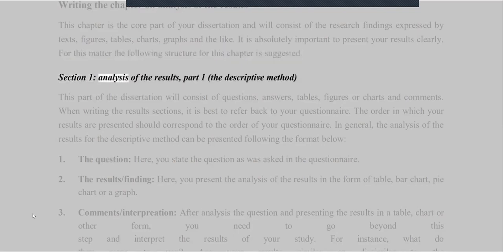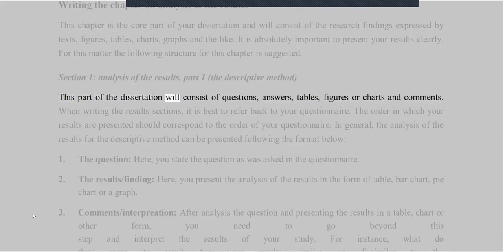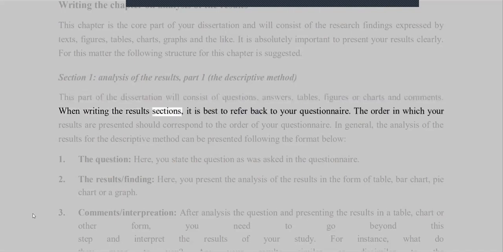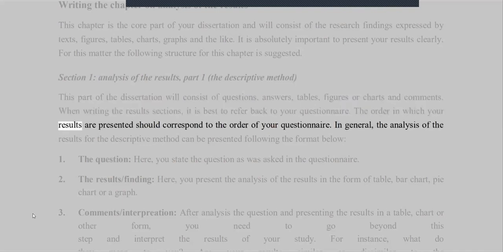Section 1, Analysis of the Results. Part 1, the Descriptive Method. This part of the dissertation will consist of questions, answers, tables, figures or charts and comments. When writing the results sections, it is best to refer back to your questionnaire. The order in which your results are presented should correspond to the order of your questionnaire.